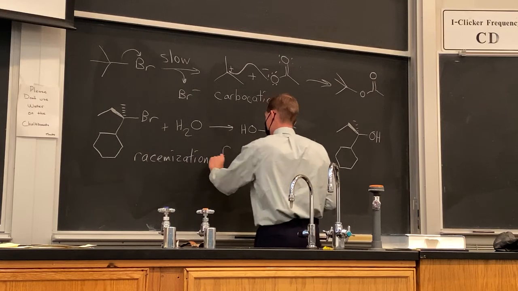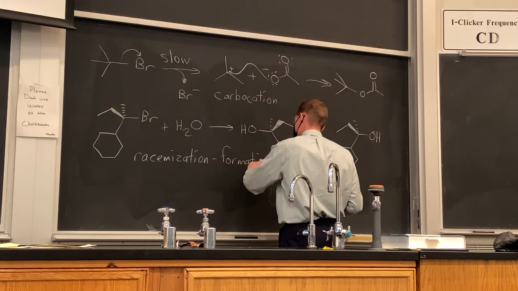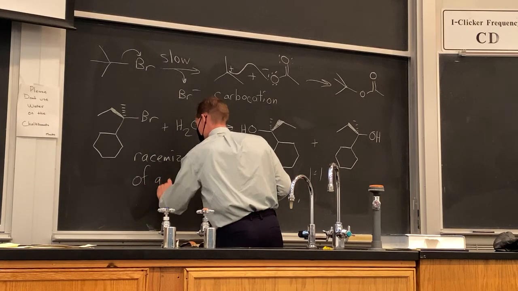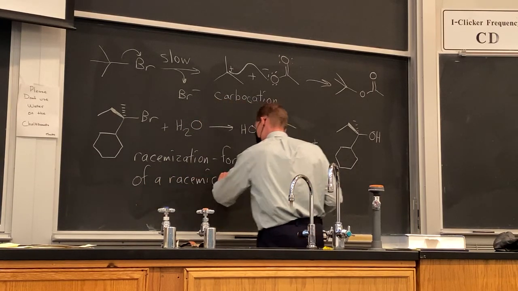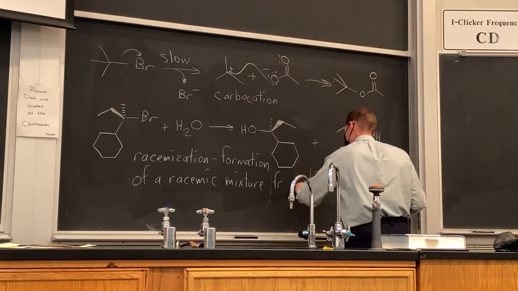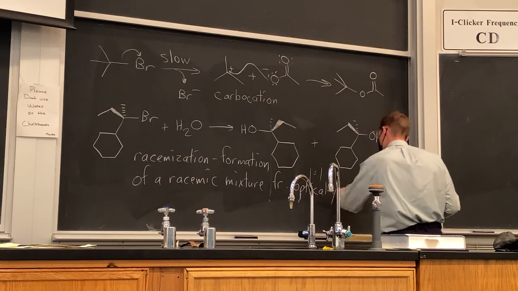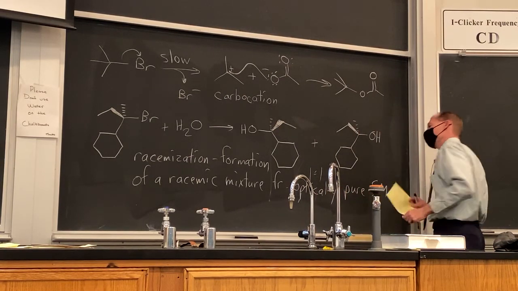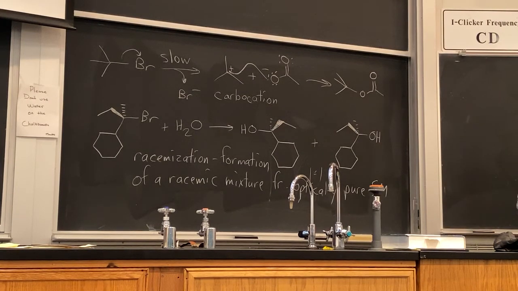A racemization is the formation of a racemic mixture from an optically active or optically pure starting material. So if you have one enantiomer of your starting material and you convert it into a racemic mixture of your product, that is called racemization. And that's a dirty word. That's not something you want to happen in organic synthesis. Usually if you have a single enantiomer, you want to keep it as a single enantiomer. You don't want to end up with a racemic mixture.